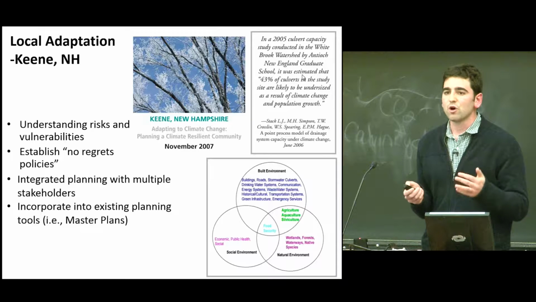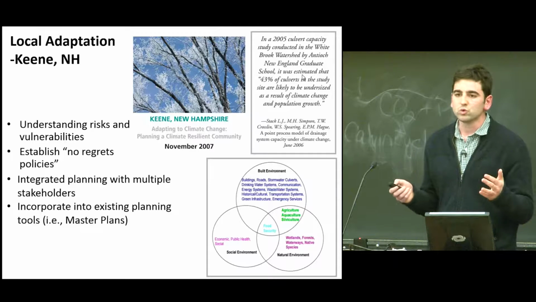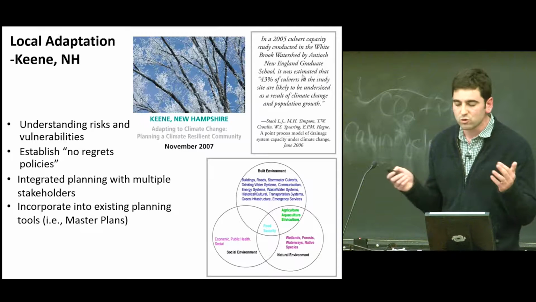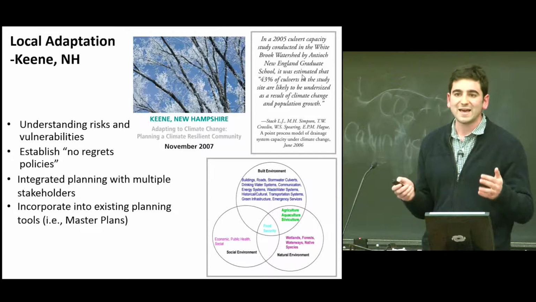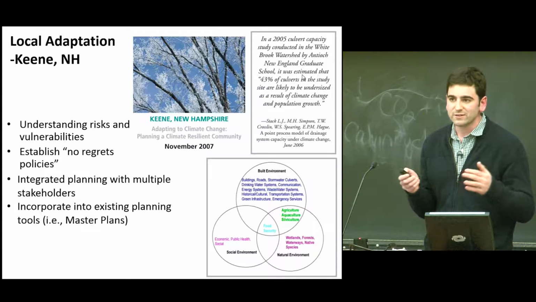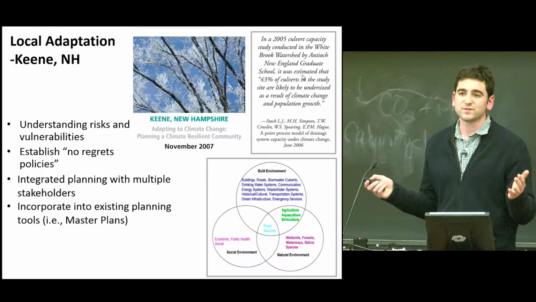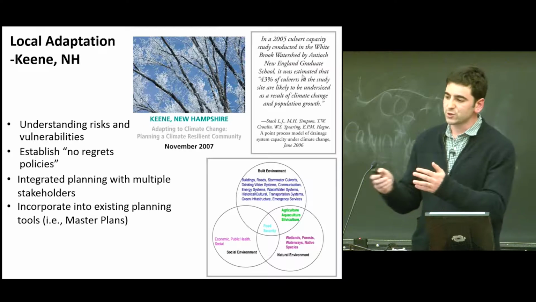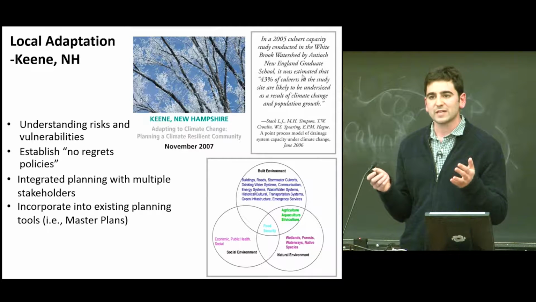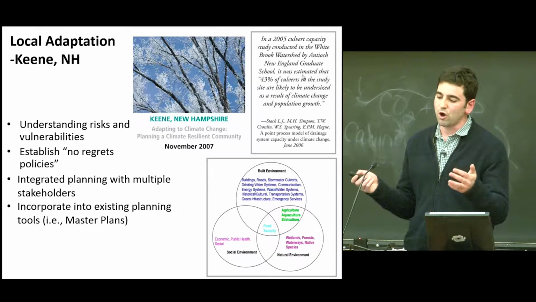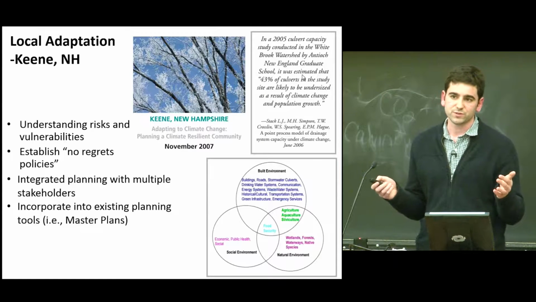And so they took that information, but in order to actually adapt, what we as academics have to understand is there's already a set of planning tools that are in place at different governance scales. So at the local level, usually cities have master plans where it helps guide their investment going forward for a lot of different objectives that the city's trying to meet. And so what Keene tried to do is sort of fit some of this climate change projection information into their already existing planning tools.